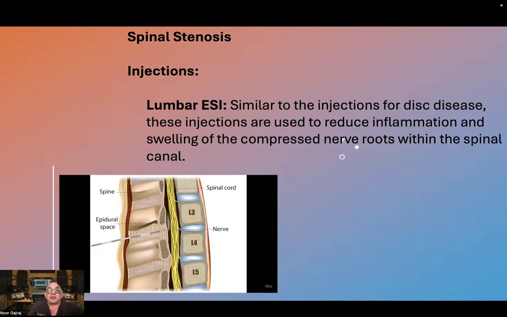Injections: lumbar epidural steroid injections, similar to the injections for disc disease. These injections are used to reduce inflammation and swelling of the compressed nerve roots within the spinal canal.